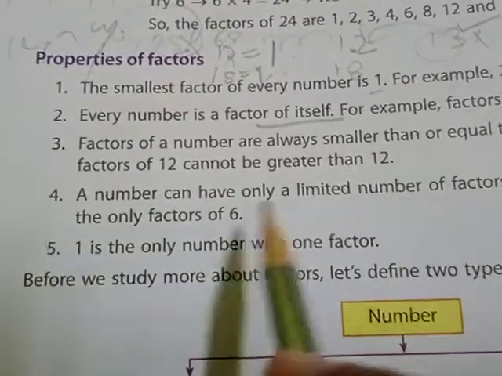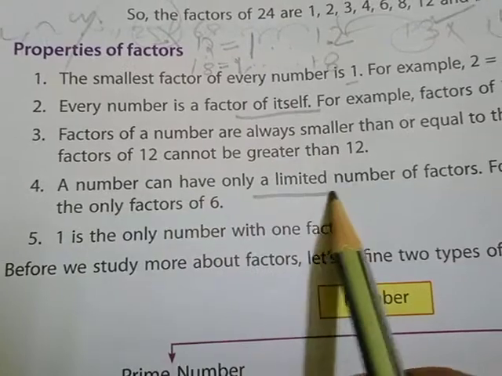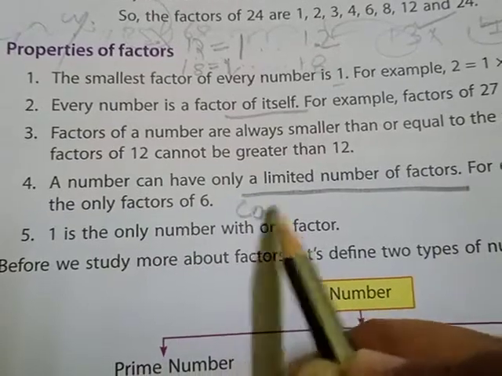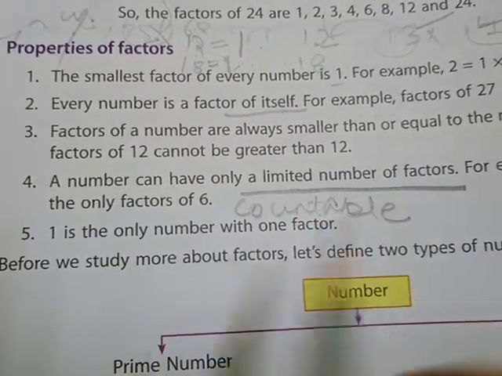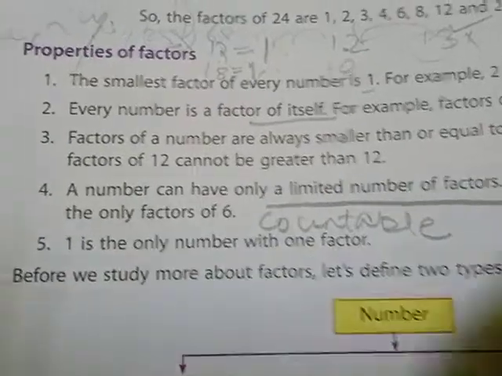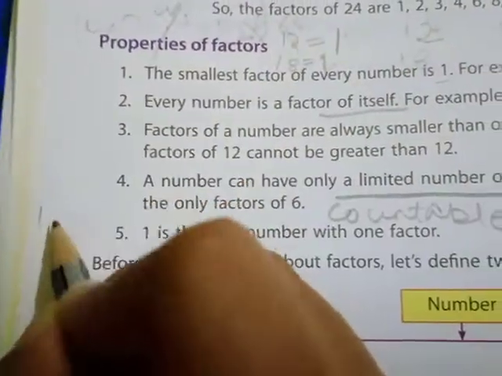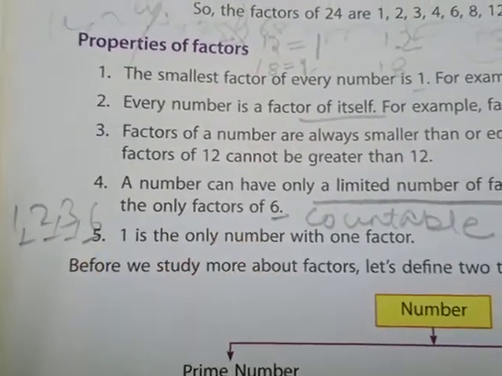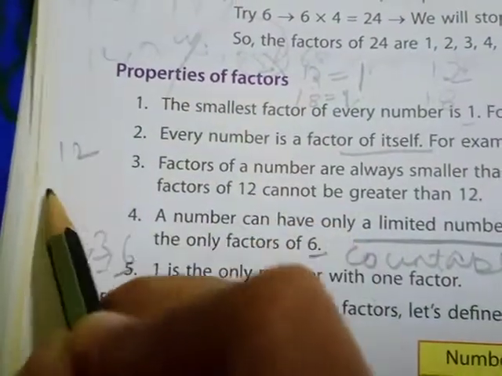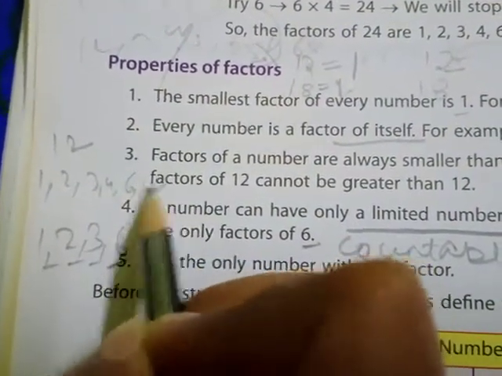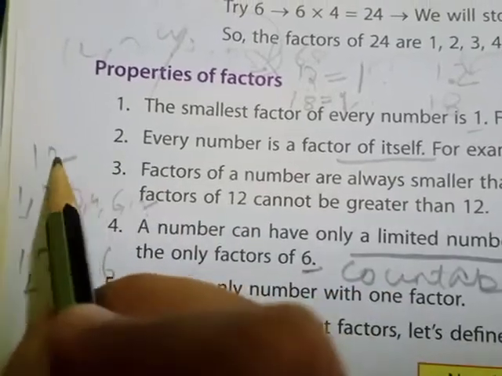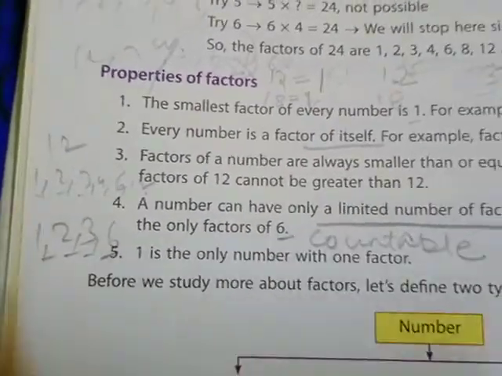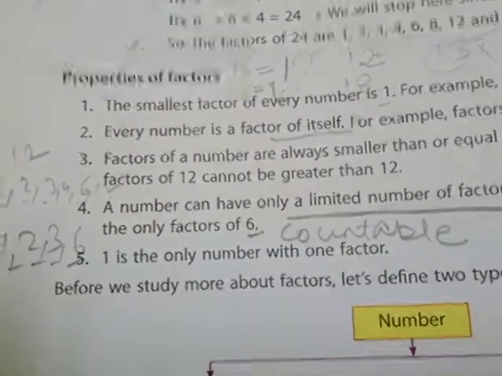Then point number 4: a number can have only a limited number of factors. Now what is the meaning of limited? Limited means countable. It means it is not unlimited. We can count the number of factors. Like, what are the factors of 6? We know 1, 2, 3, 6. It means the number 6 has only 4 factors. Clear? Like, what are the factors of 12? 1, 2, 3, 4, 6 and 12. So 1, 2, 3, 4, 5, 6. The factors of 12, we have 6 factors. Right? We can count them in numbers. It is not uncountable. Clear?